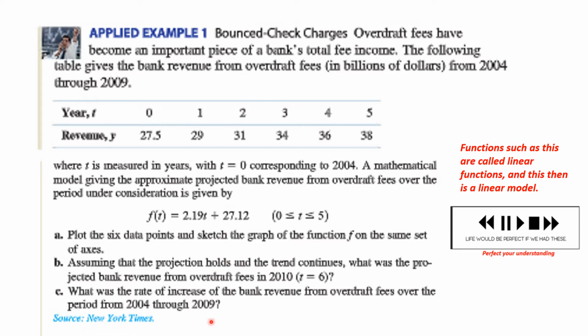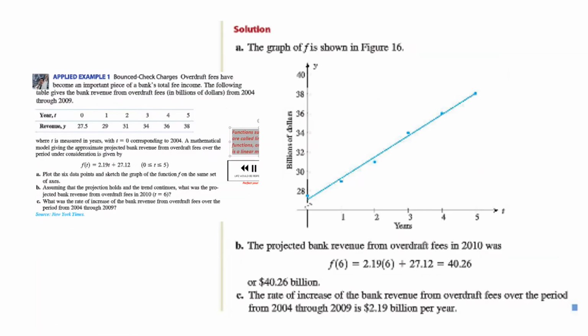We're to answer these questions. You know what to do. Let's see how you did. So when we graph them, we see that they don't fall exactly on the line, but the line is very close to them. So that is the graph that they've asked you to produce. That's what you should have come up with.